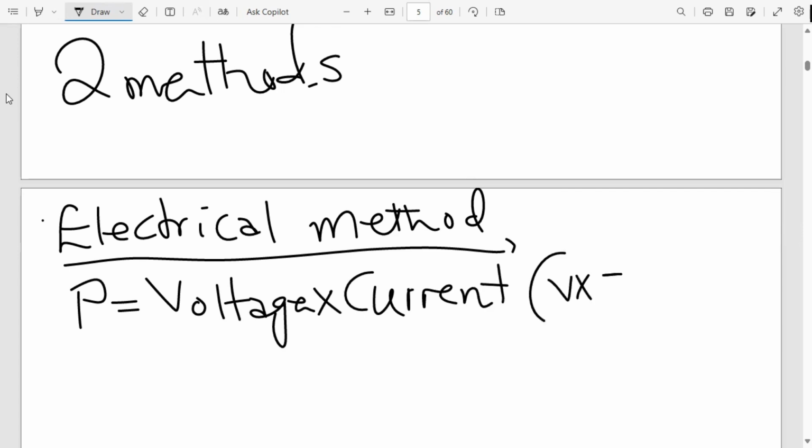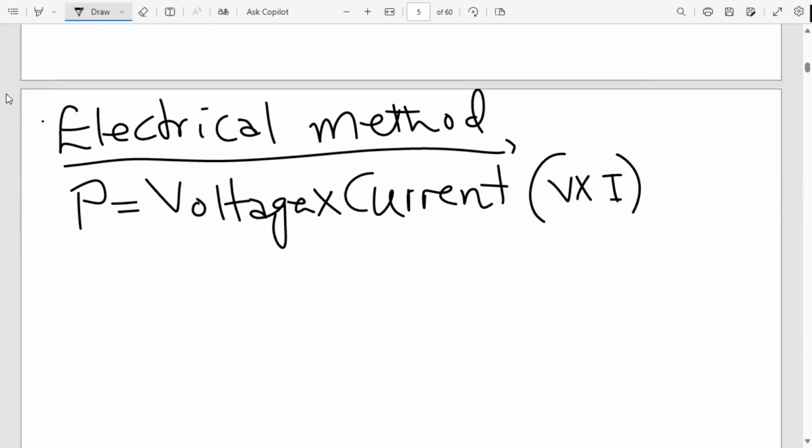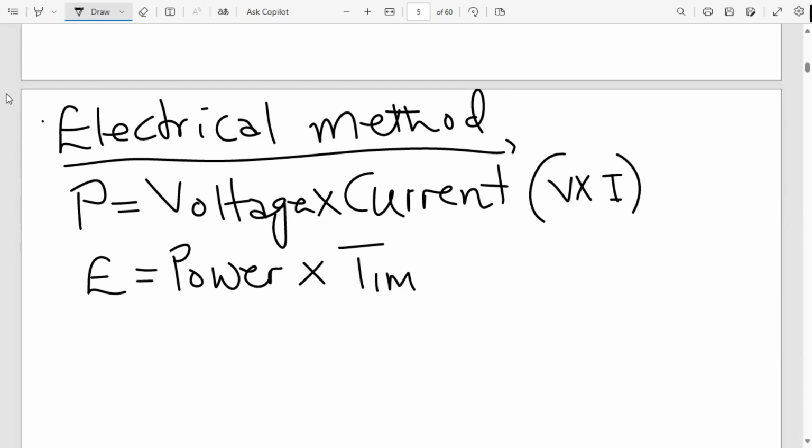Power is V multiplied by I, where V is voltage and I is current. By supplying power, the heater supplies energy in the form of thermal energy. So energy is equal to the power that this substance is rated, multiplied by the time taken. This will be equal to power multiplied by T.